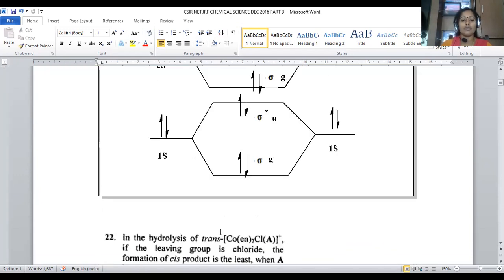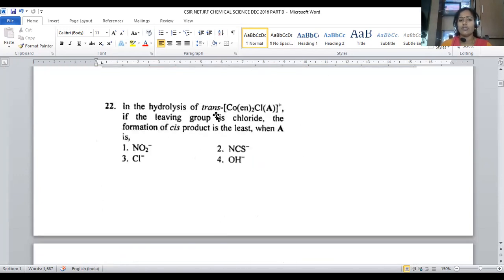Let us move on to question number 22. In the hydrolysis of trans-[Co(en)2(A)Cl]+, if the leaving group is chloride, the formation of cis product is least when A is. Here is the complex of cobalt, and en stands for the bidentate ethylenediamine ligand. Chloro, being a better leaving group, and A will be the ligand which will decide the least cis product. That means most trans product will predominate. What will be that ligand we have to predict?